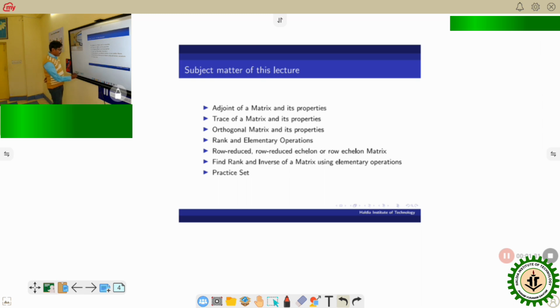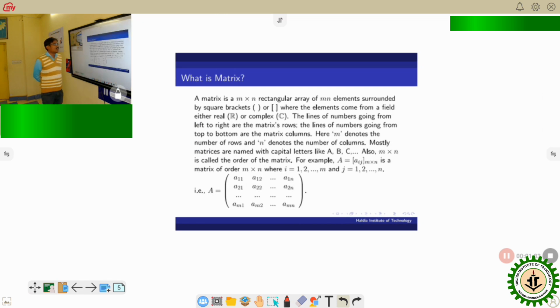Okay. Before we start, first we have to know what is a matrix. So today's lecture has two parts. Part A, we discuss the basic concept of matrix, which we started in 12th class. And in the next part we discuss the rank of a matrix and how to find the rank using elementary operations. So, first we have to know what is a matrix.